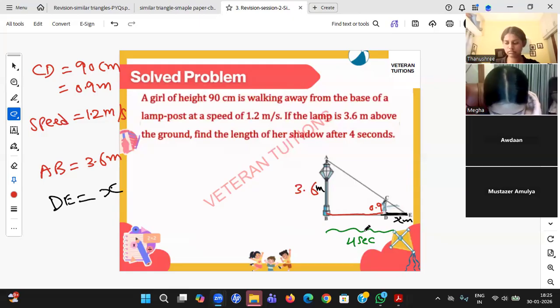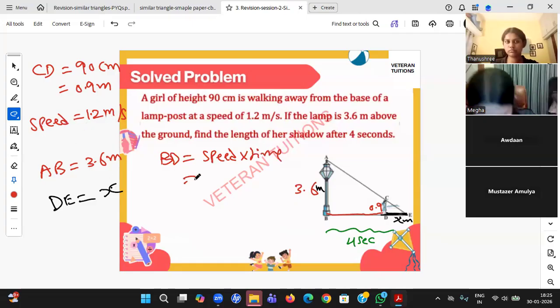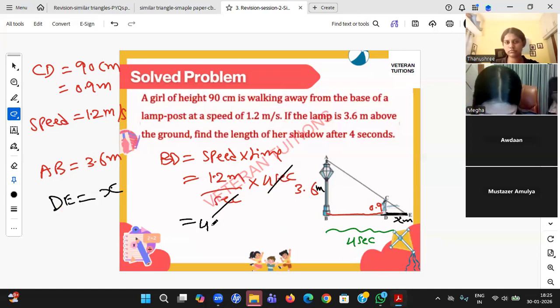Okay, so everything is in distance. So let me convert BD also. What is BD? The distance walked by the girl. What is the distance formula? BD is equal to speed into time. Sir, why are you using this formula? He has given some speed and time. So speed is 1.2 meter per second, time is 4 seconds. So seconds got cancelled and I got 1.2 into 4, which is 4.8 meters. So this is 4.8 meters, student, BD. So this is what information he has given.